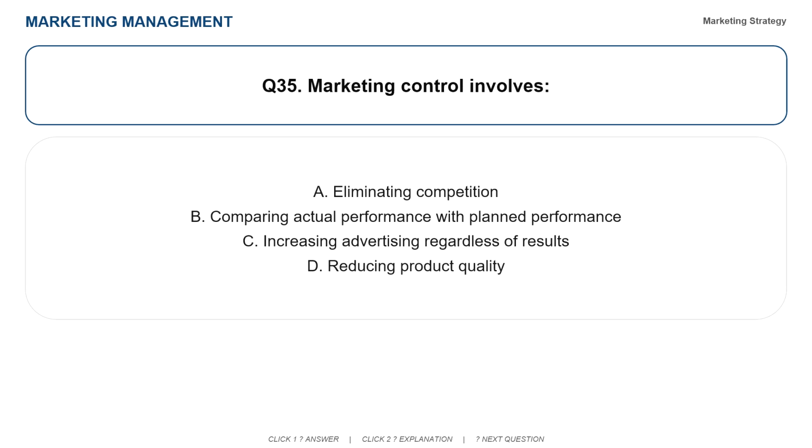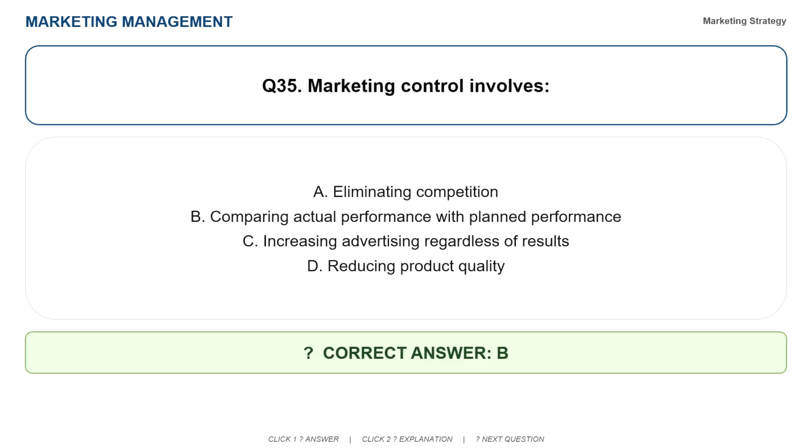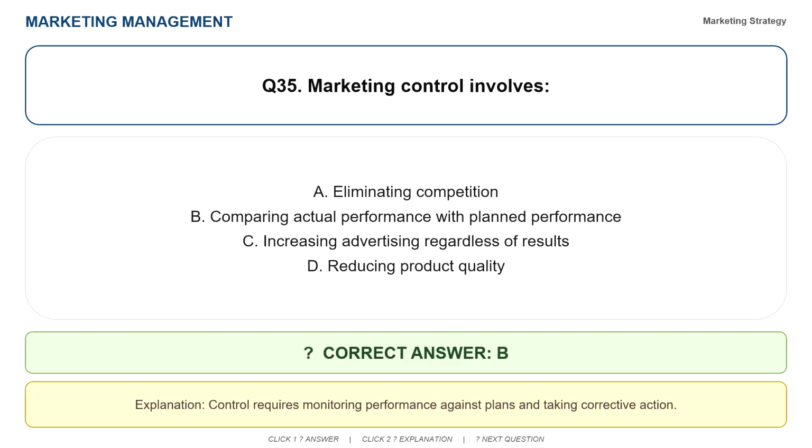Question 35. Marketing control involves: Option A, eliminating competition. Option B, comparing actual performance with planned performance. Option C, increasing advertising regardless of results. Option D, reducing product quality. The correct answer is B. Explanation. Control requires monitoring performance against plans and taking corrective action.